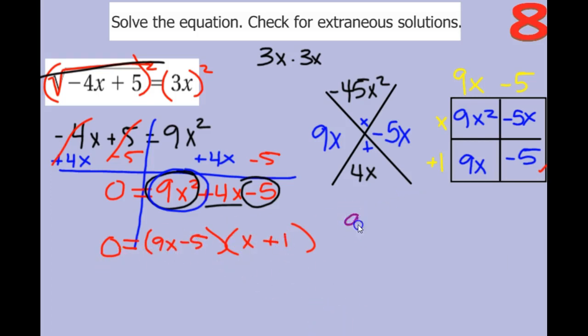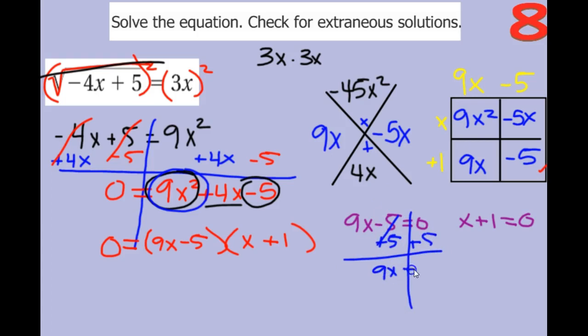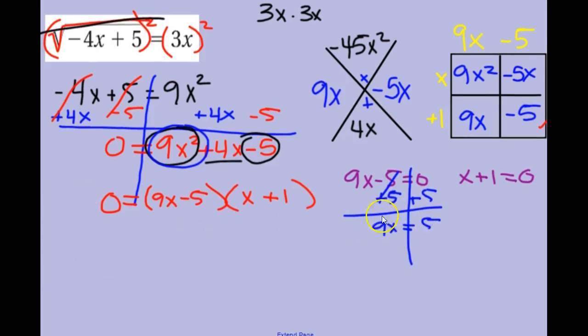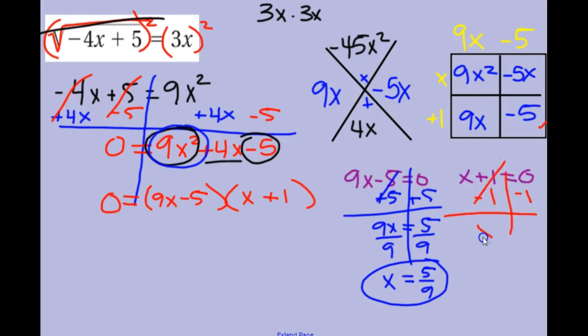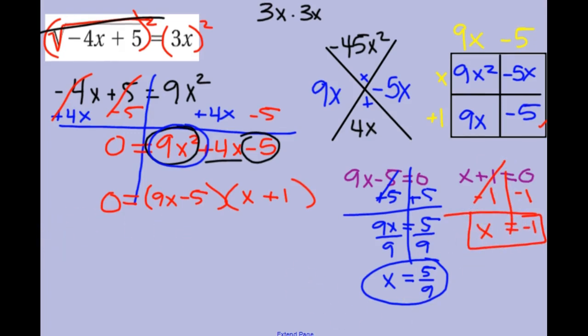Because it's equal to 0, we need to solve both. 9x minus 5 equal to 0, and x plus 1 equals 0. So if I add 5 here, I get 9x equal to 5, and divide by 9, we get x equals 5/9. I'm just going to leave it as a fraction for now. And then here subtract 1. We have x equal to negative 1. Those are our 2 answers.